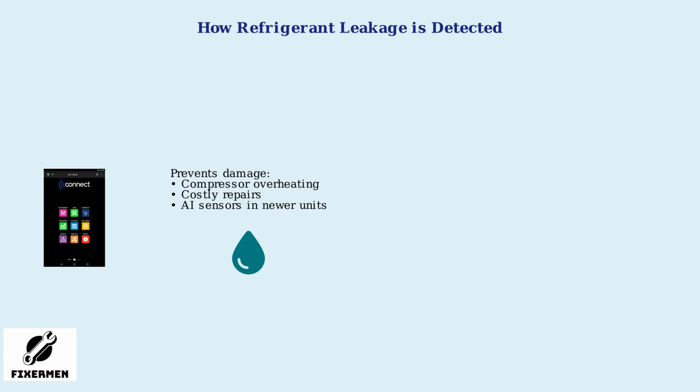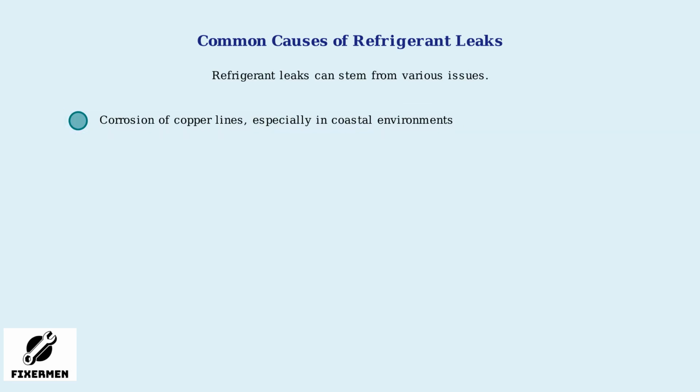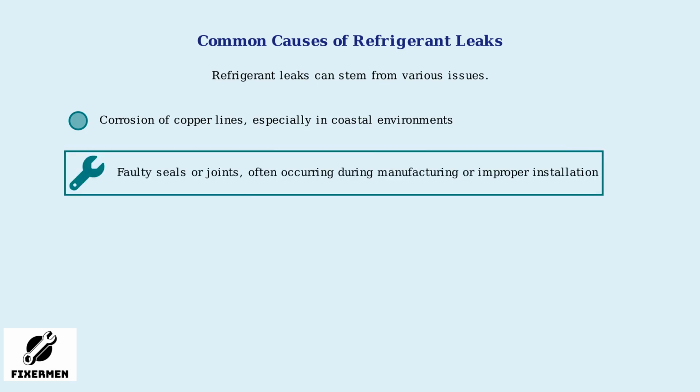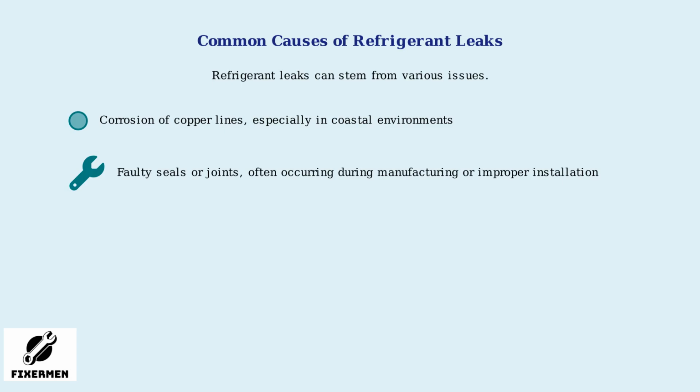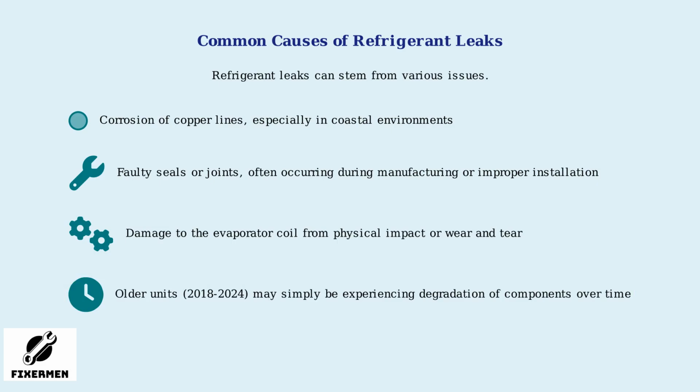Some newer units also use AI-driven sensors via the Carrier Connect app. Refrigerant leaks can stem from various issues. Common causes include corrosion of copper lines, especially in coastal environments, faulty seals or joints, often occurring during manufacturing or improper installation, and damage to the evaporator coil from physical impact or wear and tear. Older units from 2018 to 2024 may simply be experiencing degradation of components over time. Identifying the root cause is crucial for effective repair.